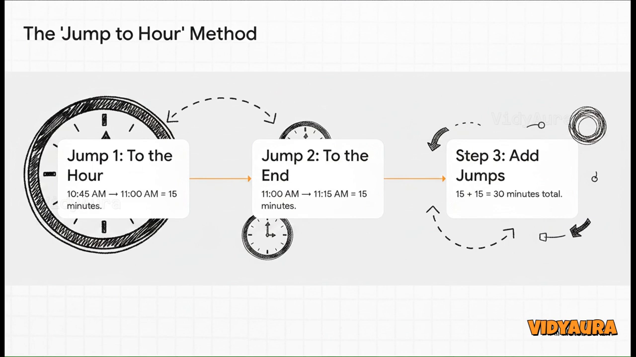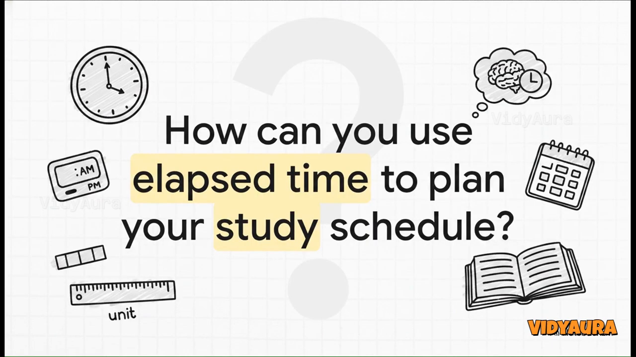Easy. And for the final step, we just add our 2 jumps together. 15 minutes plus 15 minutes equals 30 minutes. That's our answer. And just like that, you've done it. You've mastered all the basics of time.